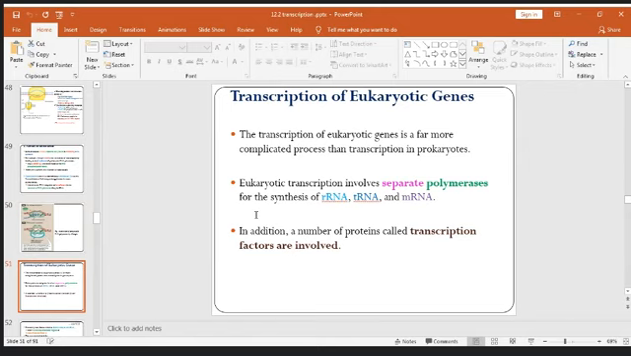The transcription of eukaryotic genes is a far more complicated process than the transcription of prokaryotes.